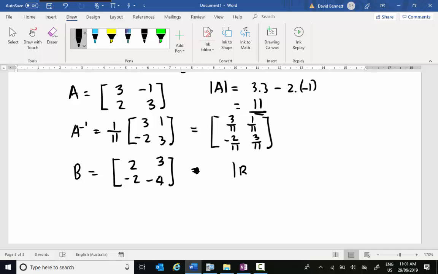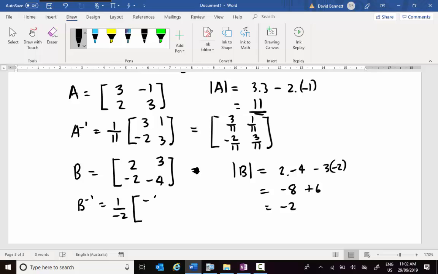The determinant of B is simply 2 times -4. Once you get really good at this, you can just go, it's -8, and then 3 times -2, so that's going to give me +6. So therefore my determinant is -2. So my inverse of B is equal to 1 over -2. I have to change these things over here, so that's -4 and 2, and that's going to become 2 and -3. So that's my inverse matrix.